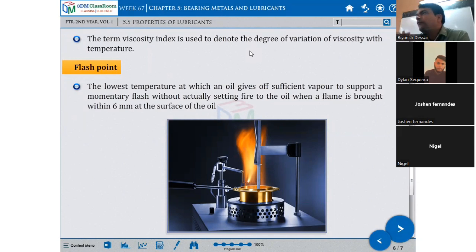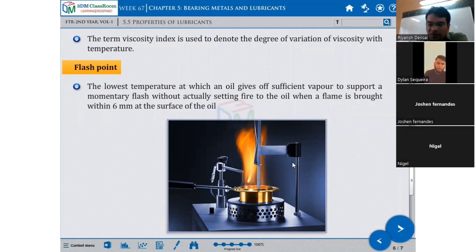In the same way, what is the fire point? In the same heated condition, the lubricant catches fire. The fumes come, the temperature rises, and at a certain temperature the oil catches fire. That temperature, or that point, is called the fire point. Understood? Both the flash point and fire point are properties you have to remember.